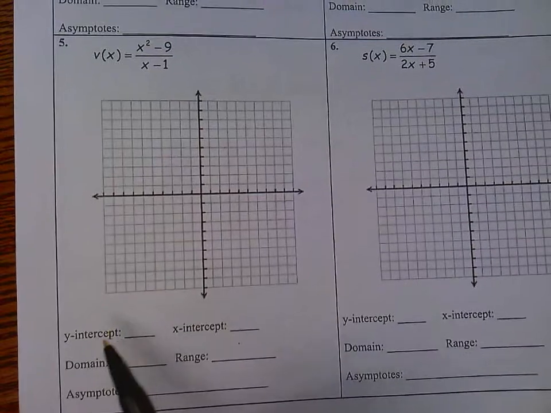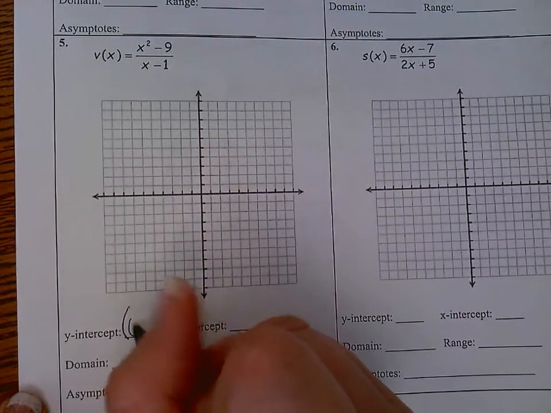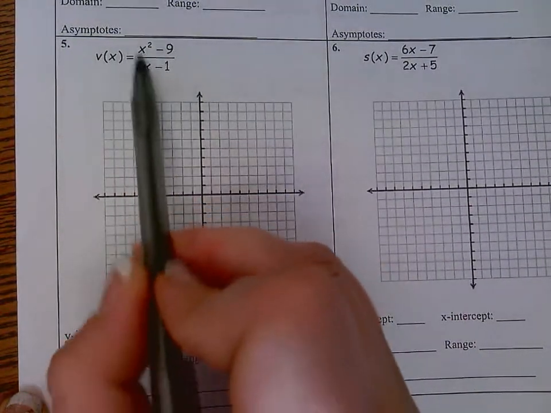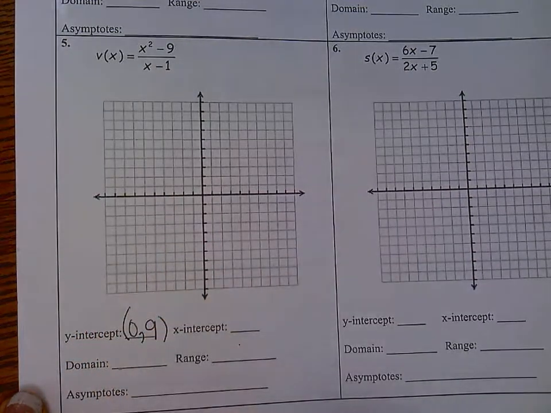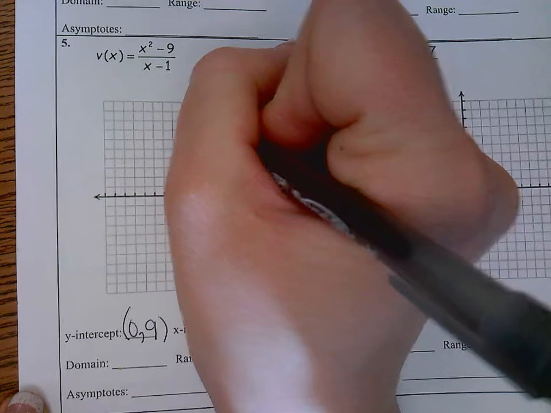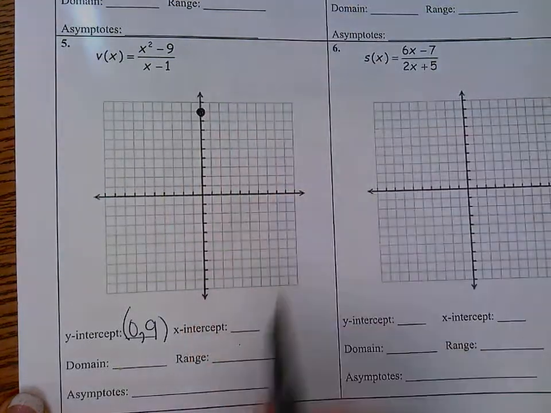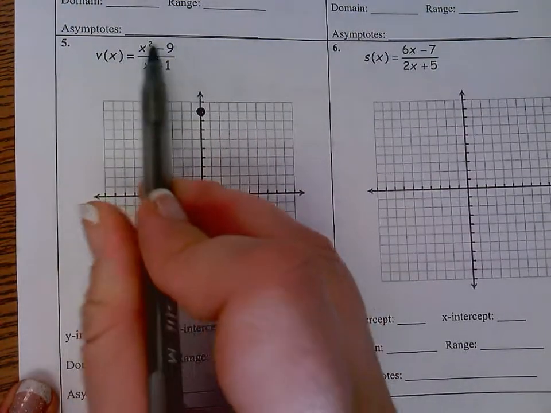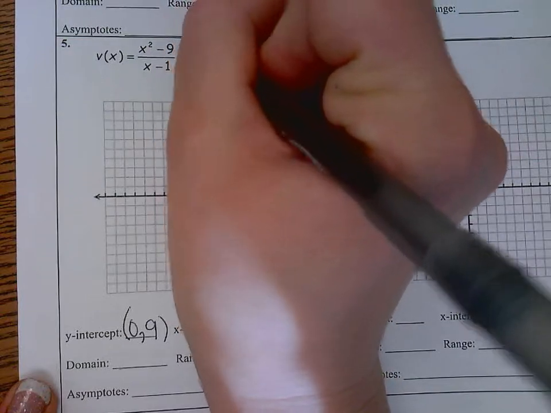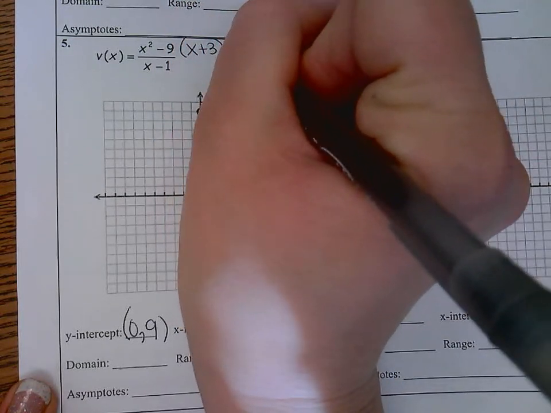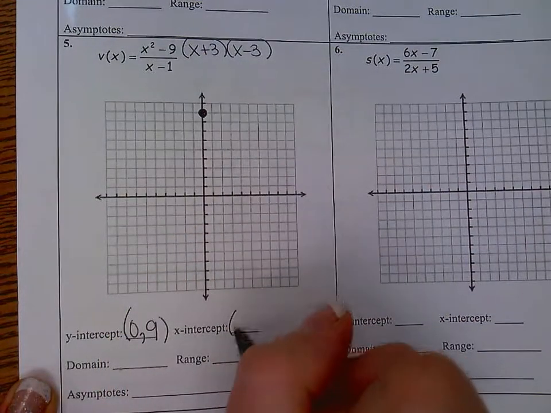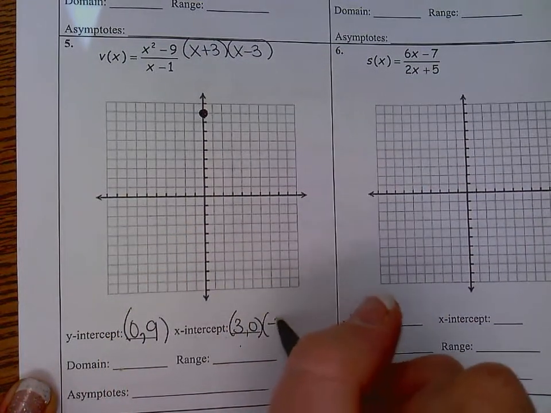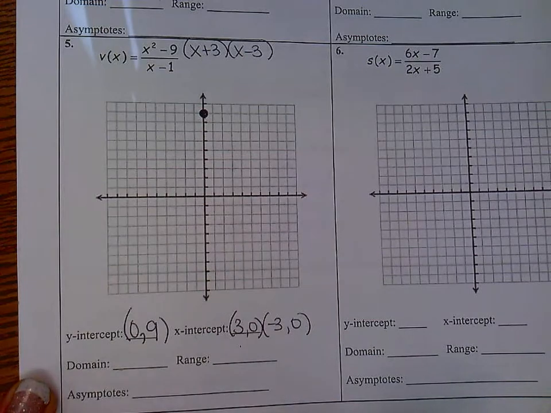All right, my y-intercept. When I plug in 0 for x, I will get negative 9 divided by negative 1, which is positive 9. Plot that. X-intercept. This numerator is factorable. X plus 3, x minus 3, difference of squares. So I have 2 x-intercepts. One at 3, 0, and one at negative 3, 0.